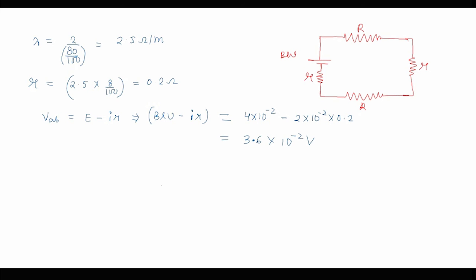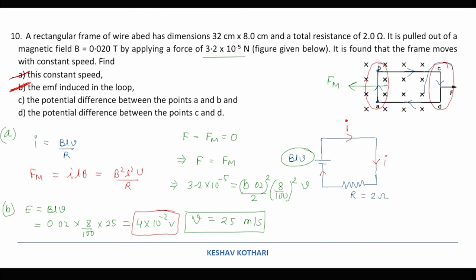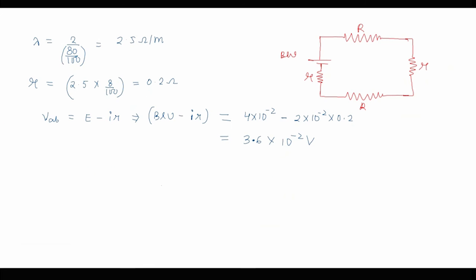Now in the next part the question is asking the potential difference across CD. So the potential difference across this frame CD can simply be written as Ir, small r. So Ir is 2 into 10 to the power minus 2 into 0.2. From here we obtain a value equal to 4 into 10 to the power minus 3 volt. So this is the answer to the fourth part.